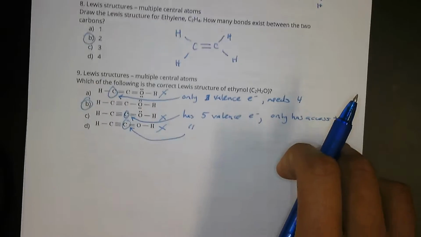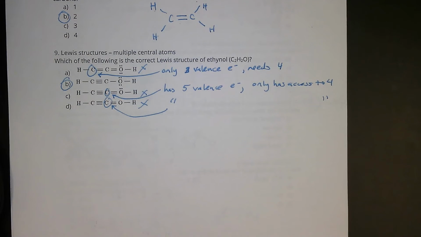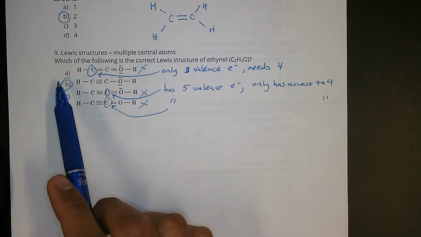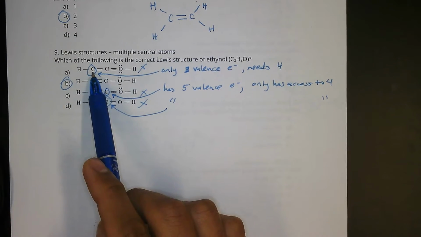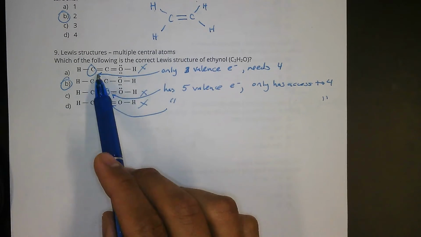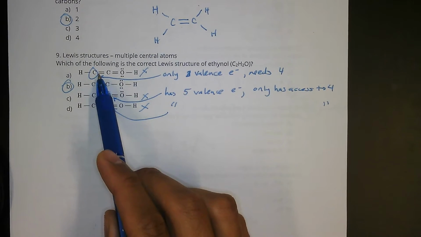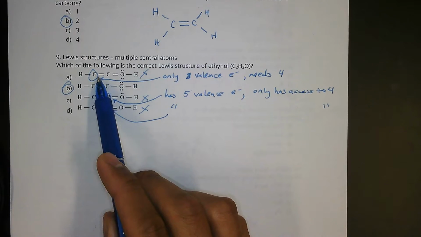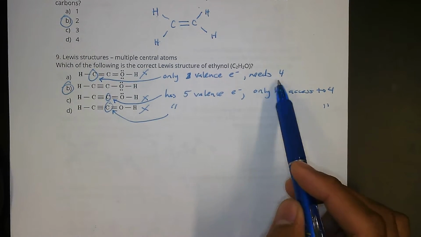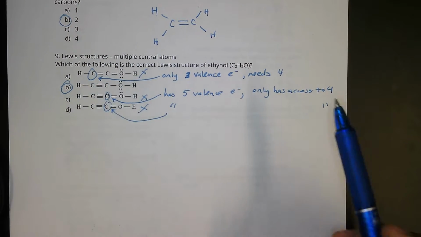carbons. For number 9, it asks which of the following is the correct Lewis structure for ethanol, C2H2O. A is not our answer because this structure is not the most ideal one; this carbon only has 3 electrons around it. It's only contributing 1 electron to each of these bonds, and so it only has 3 electrons when in reality it's able to contribute 4 because it's in group 4. So that's why this one would be incorrect.